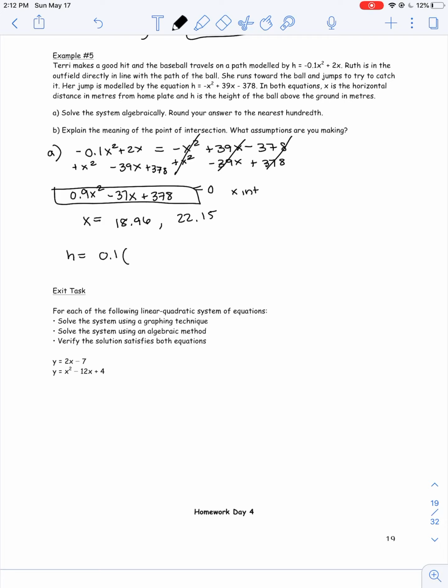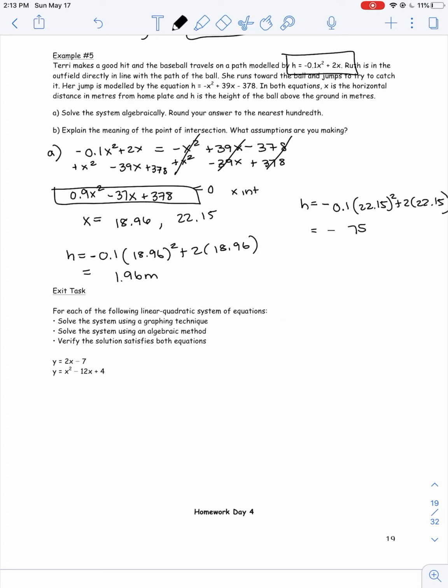One of them you choose. I'm going to choose the first equation right here, and I'm going to plug them both into there. So I'm going to plug in negative 0.1 times 18.96 squared plus 2 times 18.96, and solve for that, and that should give me about 1.96 meters. The other one, same thing, there should be a negative here, just to let you know. The next one, negative 0.1, you multiply by 22.15 squared plus 2 times 22.15. Once I plug those in, I should get, in this case, negative 4.75.